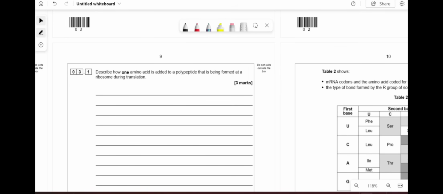Describe how one amino acid is added to a polypeptide that's being formed at a ribosome during translation. The amount of people that just try and memorize the mark scheme and say some random thing and get the answer wrong is ridiculous. I know it seems lengthy to learn, but please, for the love of God, just learn transcription and translation. Especially when it comes to topic 8 and genetics. You can't get away with not knowing this. You just have to know it. So stop being goofy and just learn it.